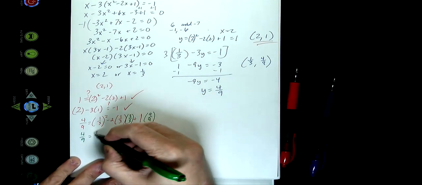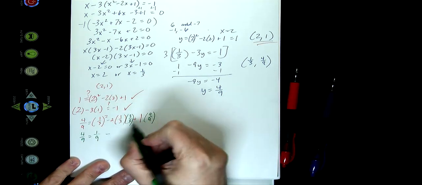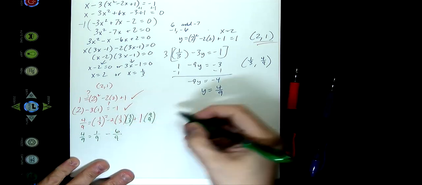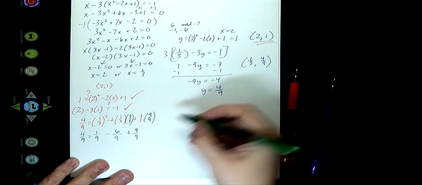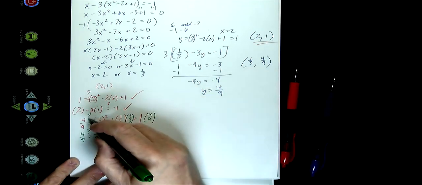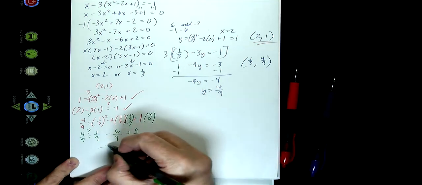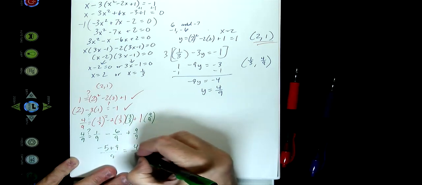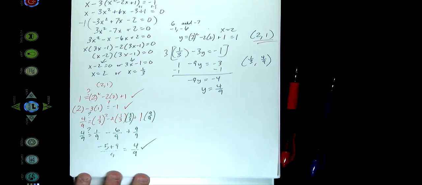1/3 squared is 1/9. And I've got -2 times 1 times 3 is -6 on top over 9. And then I've got plus 9 over 9. So I have -6 plus 9 is 3, plus 1 over 9 is 4/9. I did get it. It did work. It wasn't fun to do, but it worked.